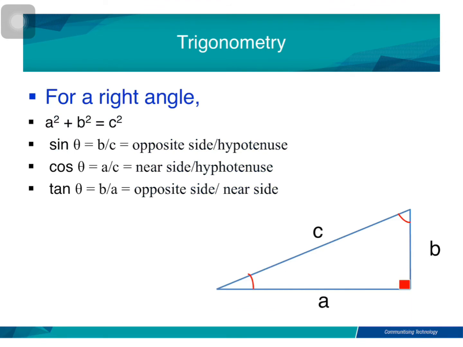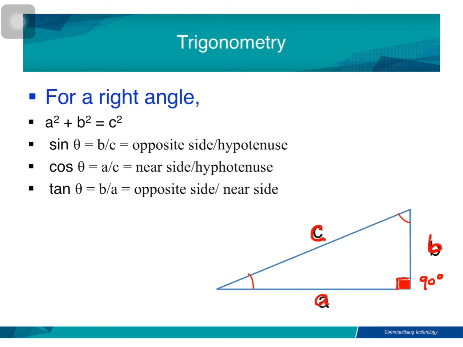Okay, for this example, we have the right angle here. A right angle means that this angle is 90 degrees. This is the symbol for 90 degrees, so hopefully everyone understands. Here we have the sides. The side here is A, this is B, and this is C.